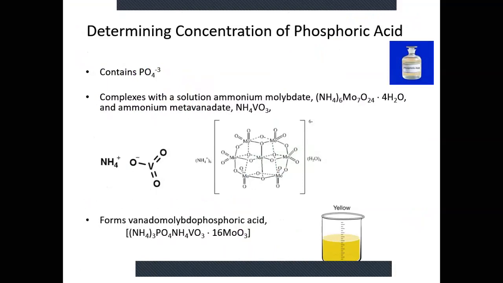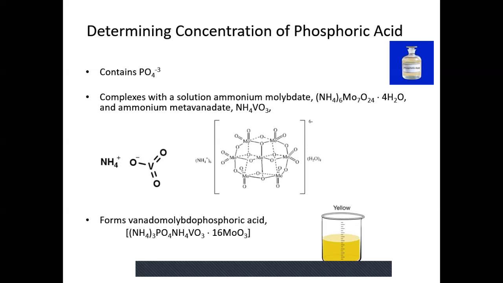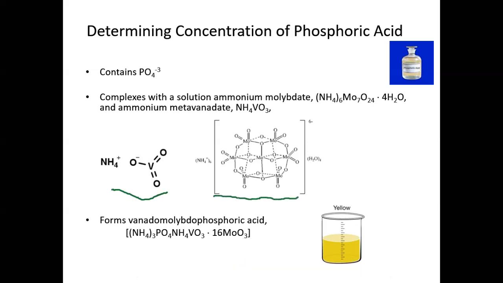And so to determine the concentration of phosphoric acid, of course, phosphoric acid contains phosphates, and the unique thing about phosphates is that it complexes with a solution of ammonium molybdate and ammonium metavanadate. When you mix ammonium metavanadate and ammonium molybdate with phosphates, it forms, and this is a tongue twister, vanado molybdo phosphoric acid. And what's unique about this solution is it's yellow.